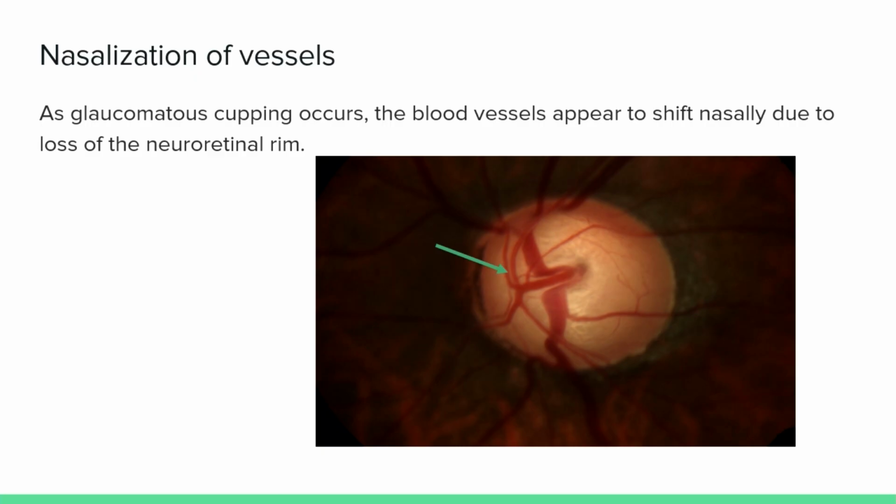Now, nasalization of vessels. As the cupping increases in glaucoma, the blood vessels appear to shift nasally due to loss of neuroretinal rim. Here you can see that they have become nasally oriented.